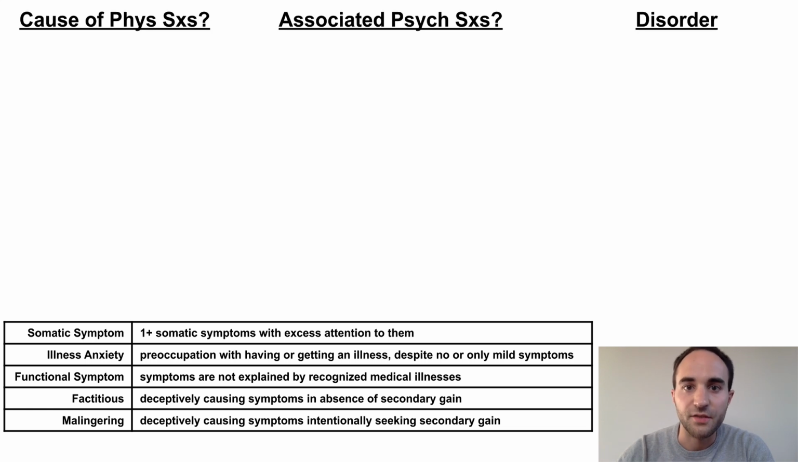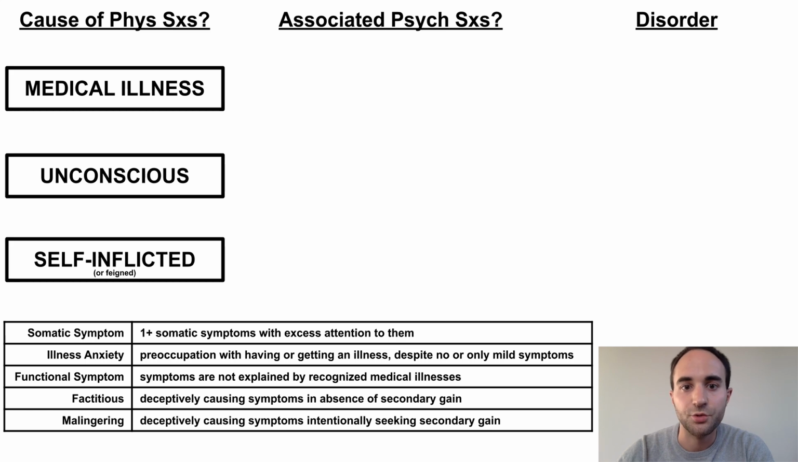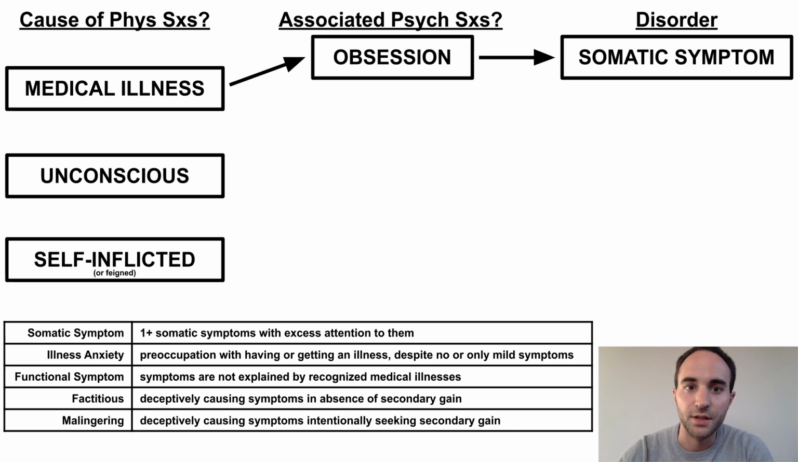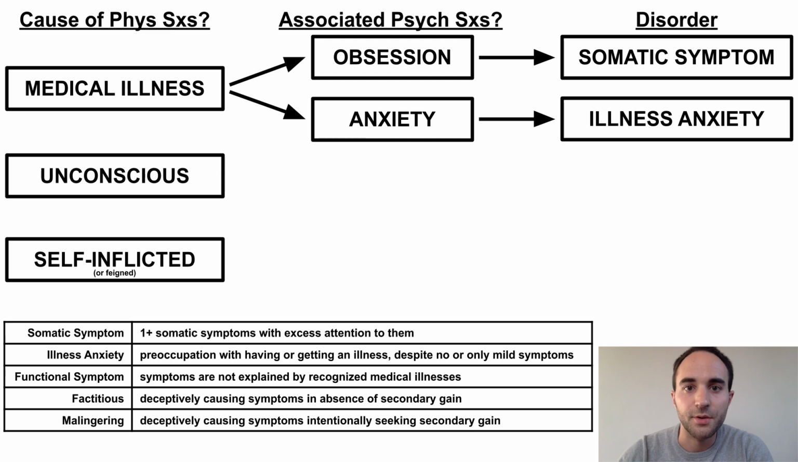These disorders can be differentiated based on the underlying cause of their physical symptoms and based on the associated psychological symptoms. The cause of symptoms are either a true medical illness, unconscious psychological forces, or self-inflicted or feigned symptoms. If the symptoms are due to a medical illness and the patient obsesses over the symptoms, then this is somatic symptom disorder. If the symptoms are due to a medical illness and the patient has significant anxiety related to the illness, then this is illness-anxiety disorder.